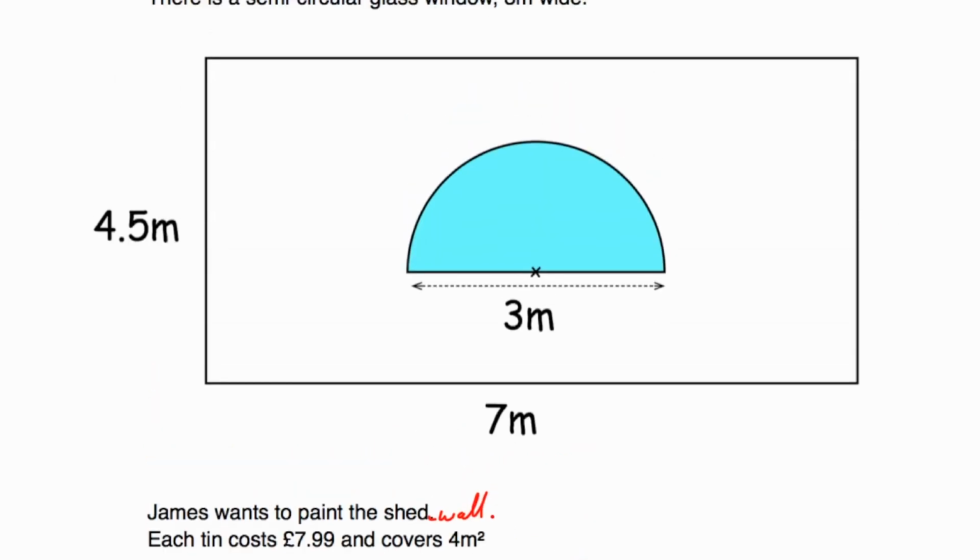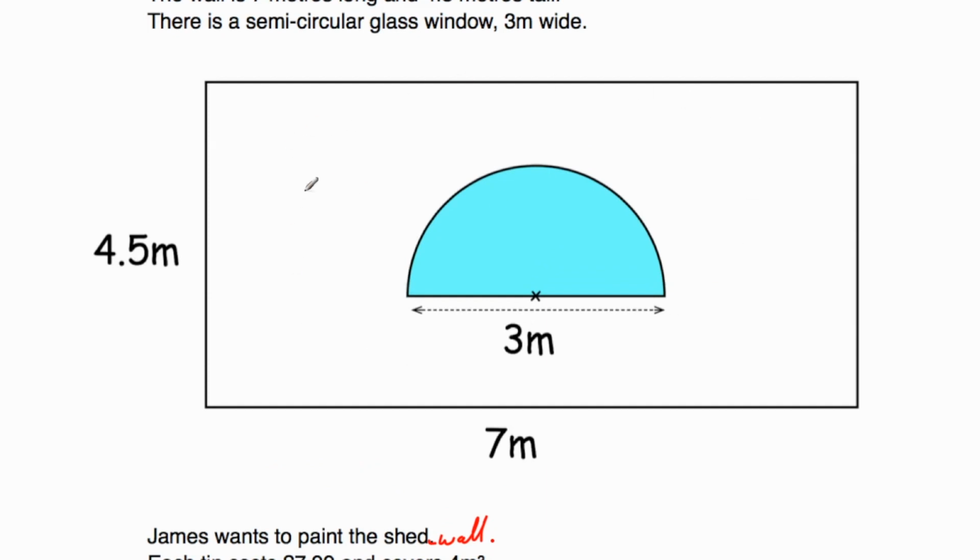So what we're going to need to do is to find the area of this wall that is wooden. We want to find the area of the whole wall. So we're going to find the area of the rectangle. We're then going to find the area of the semicircle, the area of the glass, and then we'll take that away to see what's left. In other words, what area of this wall is wooden. So let's find the area of the whole wall to begin with.